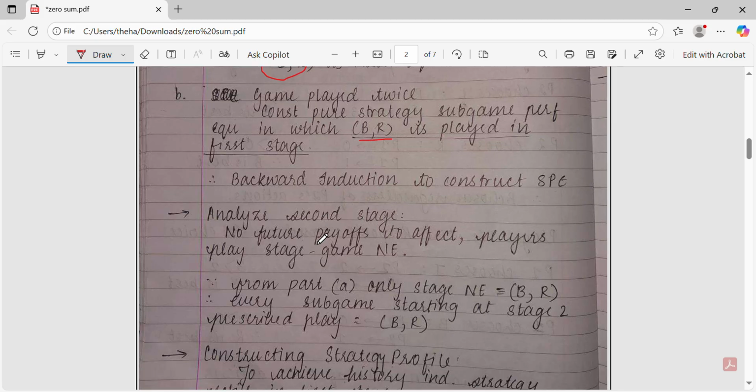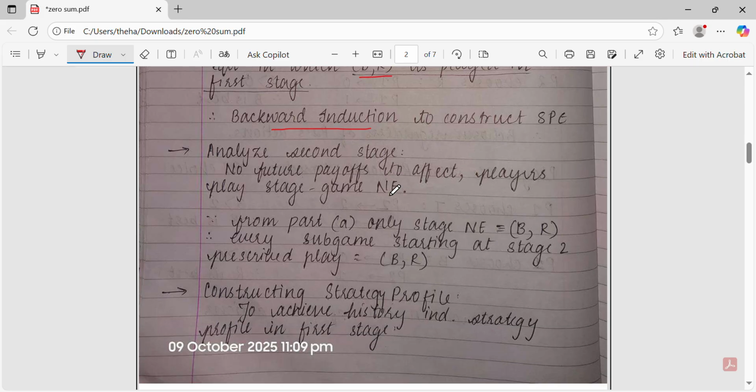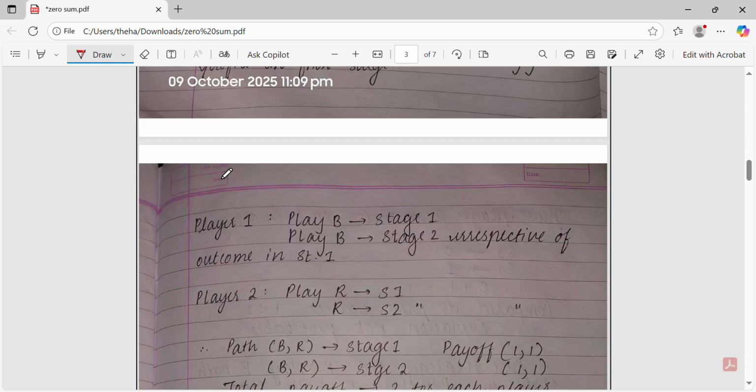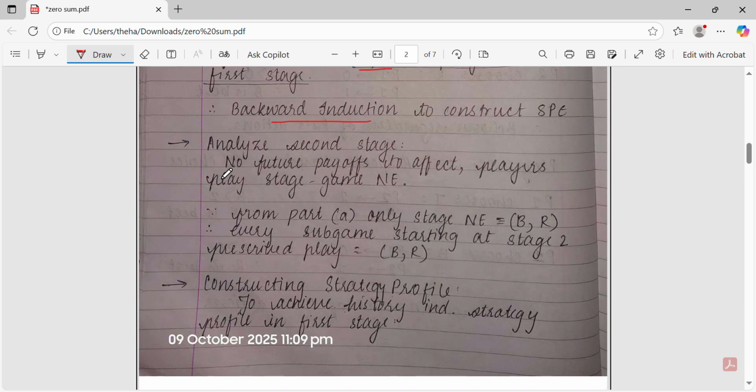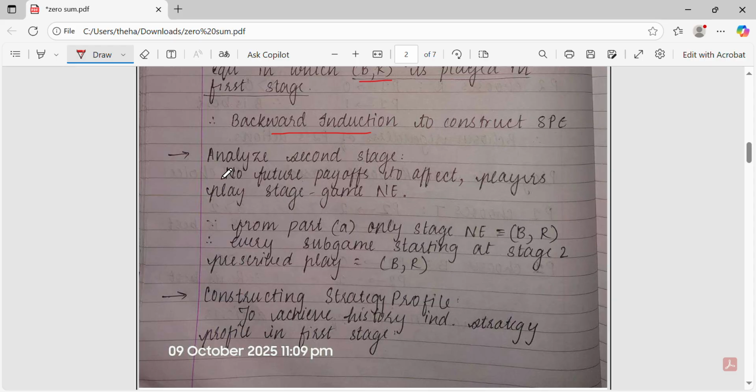We will start from stage 2 and then go to stage 1. We will start analyzing from stage 2 to ensure that we choose values for stage 2 such that it leads to stage 1 being B comma R. So how do we do this? We do it by backward induction to construct SPE. SPE is basically subgame perfect equilibrium. What do we do first? This is basically all theory and some logic.